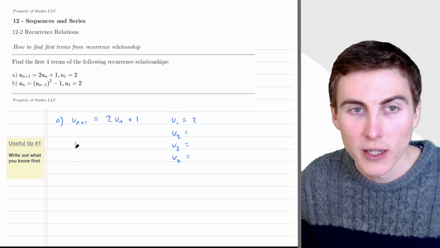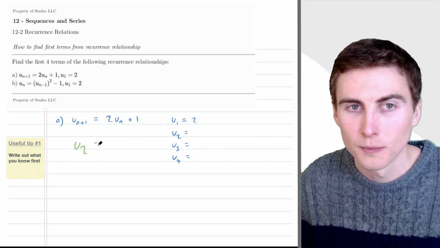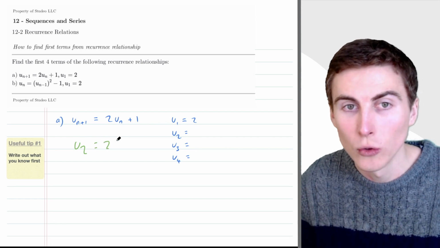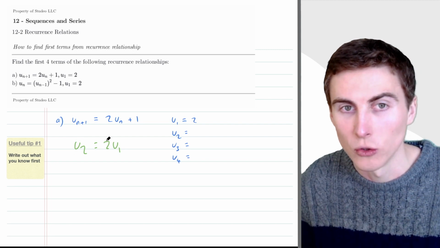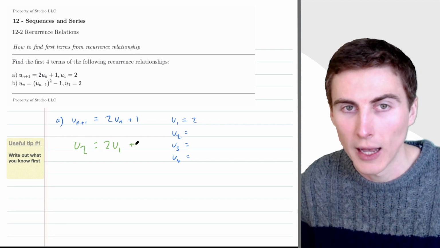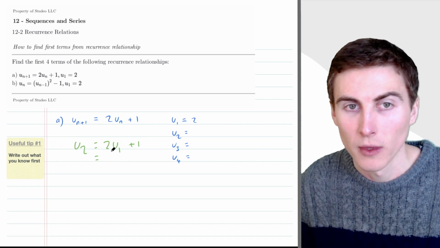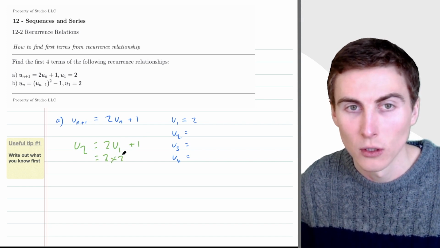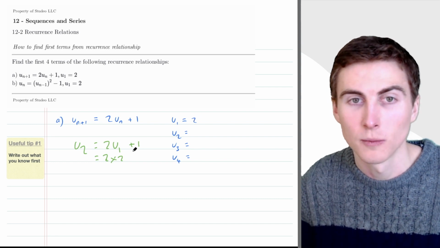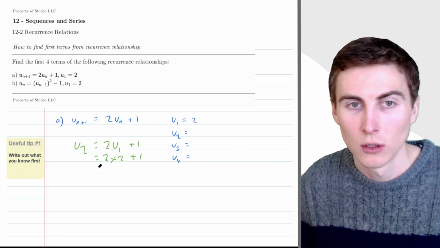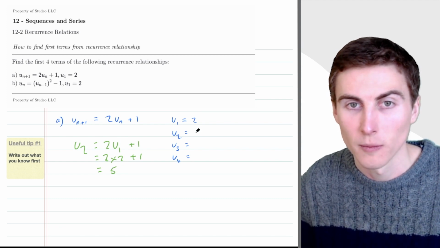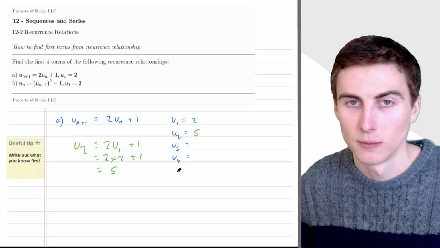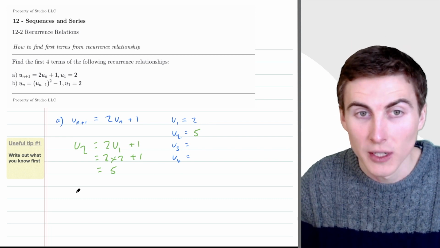So if I want to find the second term, u2, I'm going to do 2 times u1. So I want to find the next term, so do 2 times the current term, add 1 more. And here that means 2 times 2, because the current term, the first term, is 2. Add 1, which in total is 2 times 2 is 4, add 1, 5. So u2 is 5.